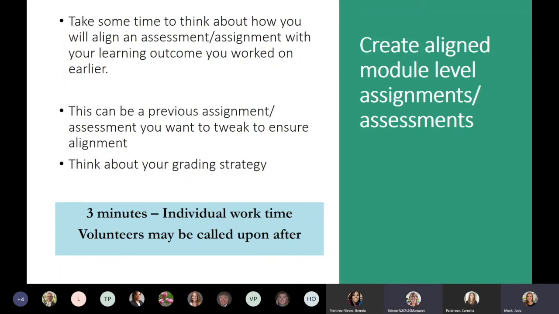Yeah, it's an excellent point. Okay, do we have any other volunteers before we move on? Thank you, Brenda. You're welcome.